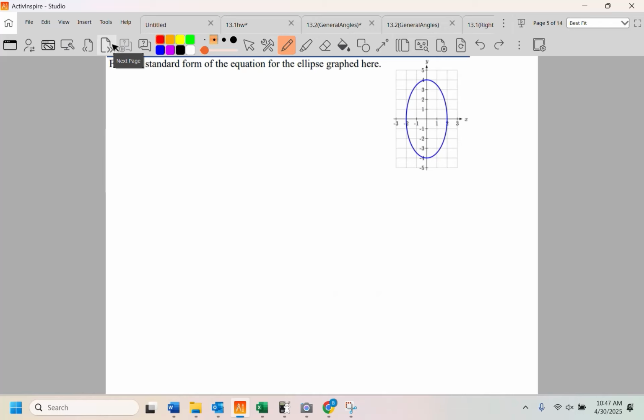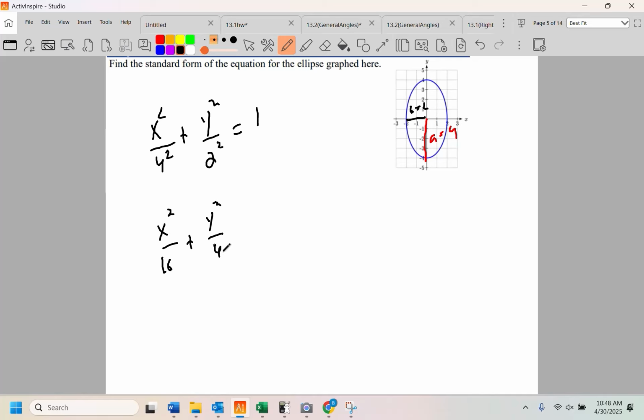Find the standard form of the equation of the ellipse graphed here. Shouldn't be too hard. Your major radius, A, is going to be 4. Your minor radius, B, is 2. So x squared over 4 squared plus y squared over 2 squared is 1. We're going to have x squared over 16 plus y squared over 4 is 1. And that's standard form.